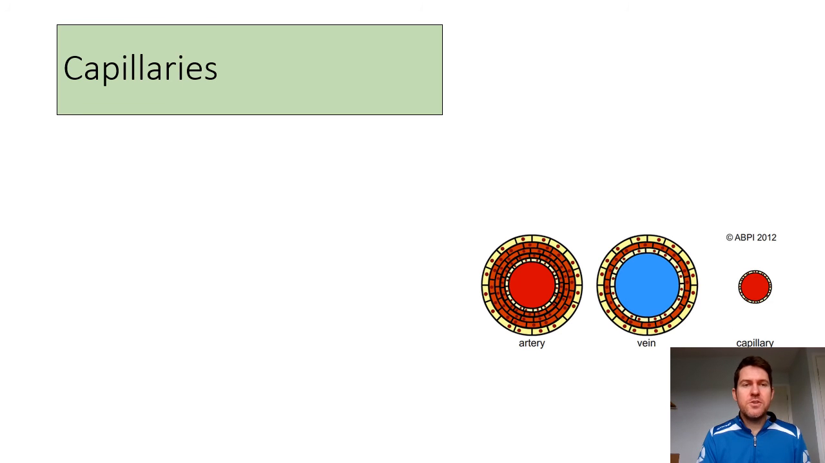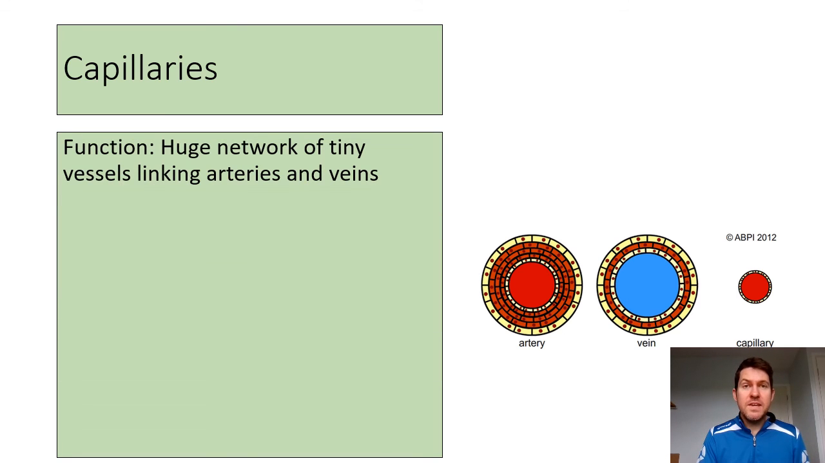And then finally, let's look at the last blood vessel, the capillaries. The key function of a capillary is that they are huge networks of tiny vessels which link arteries and veins together. The diagram there should show you a comparison of an artery, a vein, and a capillary.